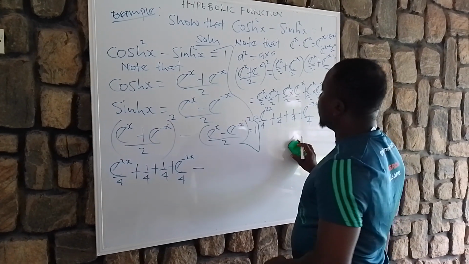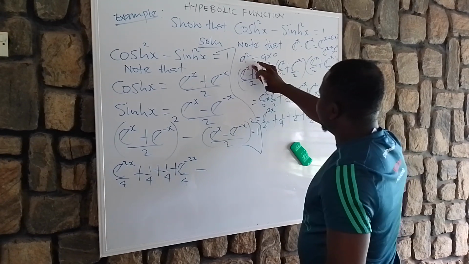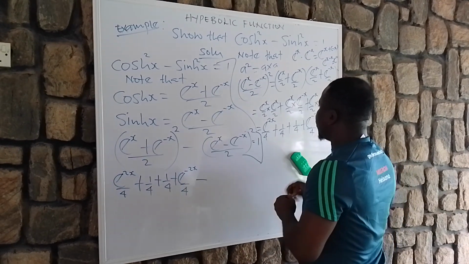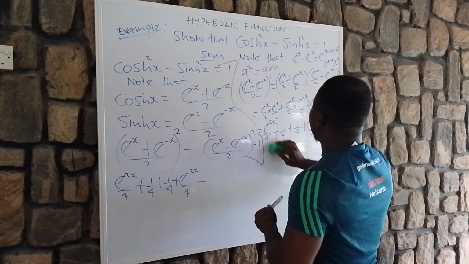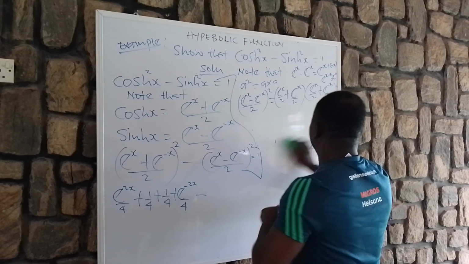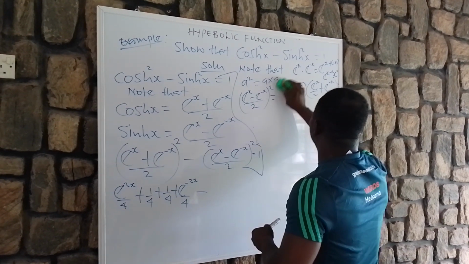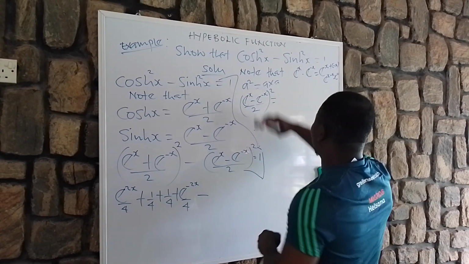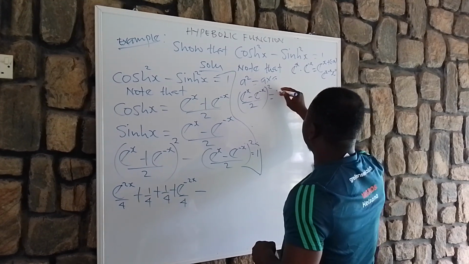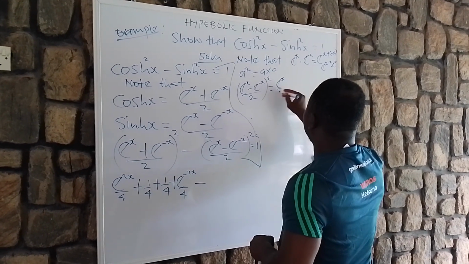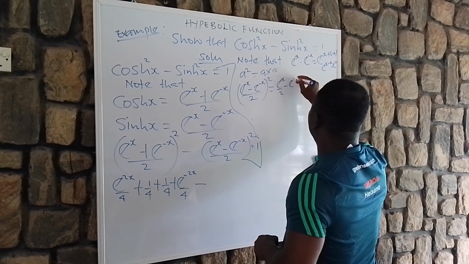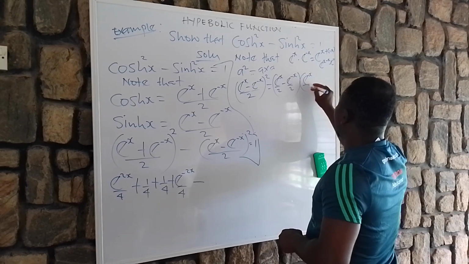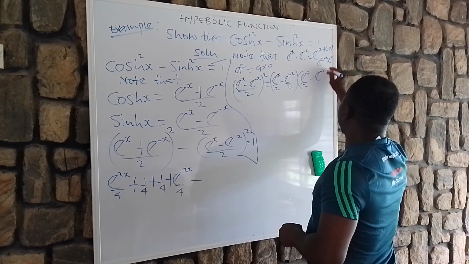Let me clean this one. This one will turn into minus. Do you agree with me? We'll turn this one to minus. If you agree with me, this is what we are going to do. This one will now give us, we are going to do it the other way. We are going to do it this way: [e^(x/2) minus e^(-x/2)] times [e^(x/2) minus e^(-x/2)].